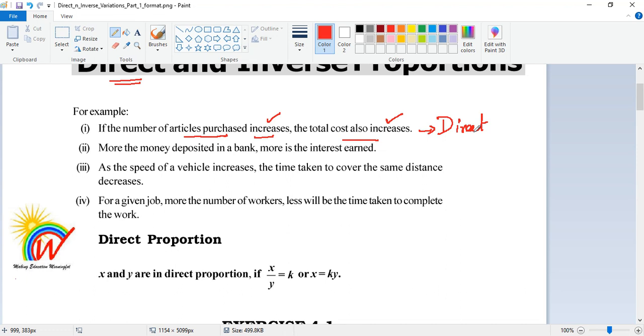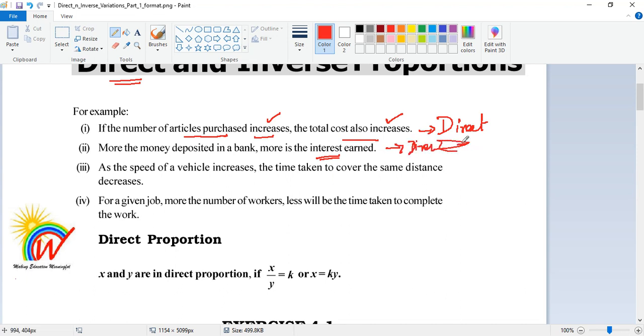Okay. Now you see, the more the money deposited in the bank, the more is the interest earned. So you have something called an interest system in the bank, right? For the money which you are depositing, a particular amount is given to you. That will be the extra amount. It's not what you have deposited, it's the extra amount the bank gives you after a certain number of years, right? So that's called the interest. Okay. So if you are depositing more money, the interest also will be more. If you are depositing less money, the interest is also less. So this is also direct.